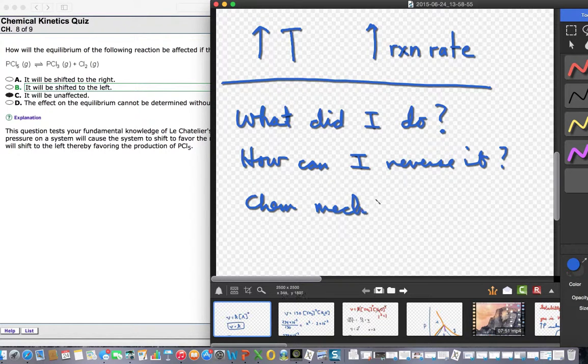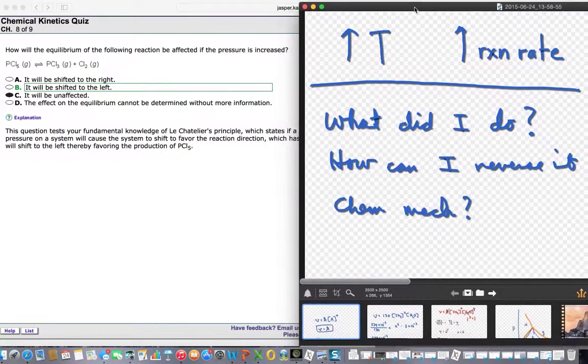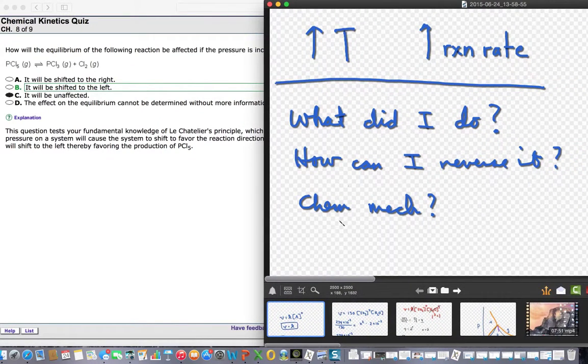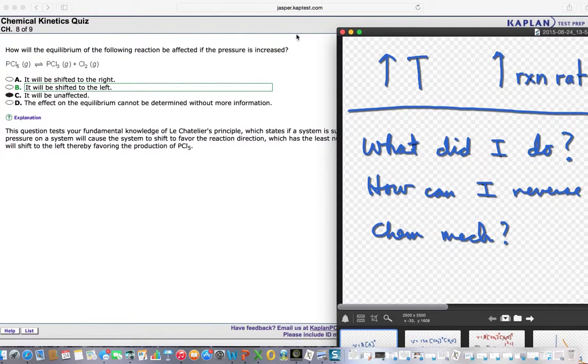So let me illustrate this. What did we do? We increased pressure. How can I reverse it? I decrease pressure. In a chemical reaction, I can decrease pressure if I shift the reaction to where there are fewer moles of gas. I have 1 mole of gas in reactants, 2 moles of gas in products. I shift it to the left if the pressure is increased.